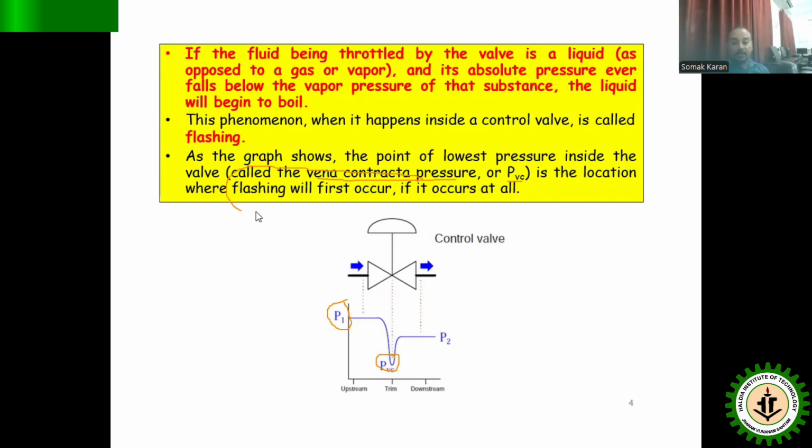So it is very important that flashing will first occur at the point where the velocity is maximum and the pressure is minimum. And if the PVC, that means the pressure at the vena contracta point, is less than the vapor pressure of the liquid flowing through the pipeline, then obviously the problem named flashing will occur.